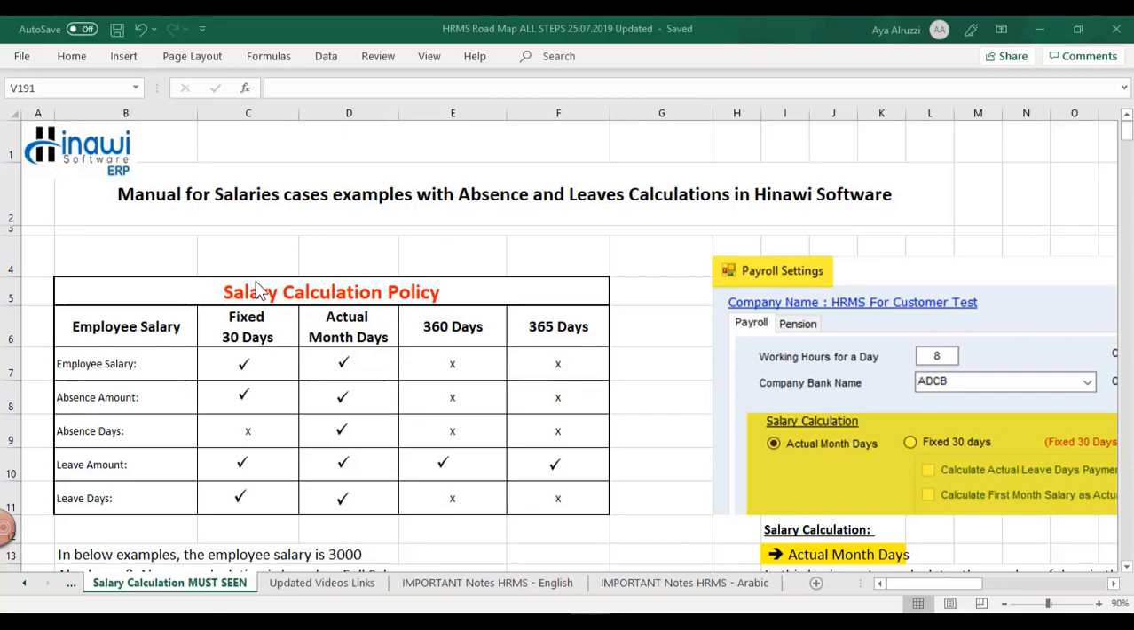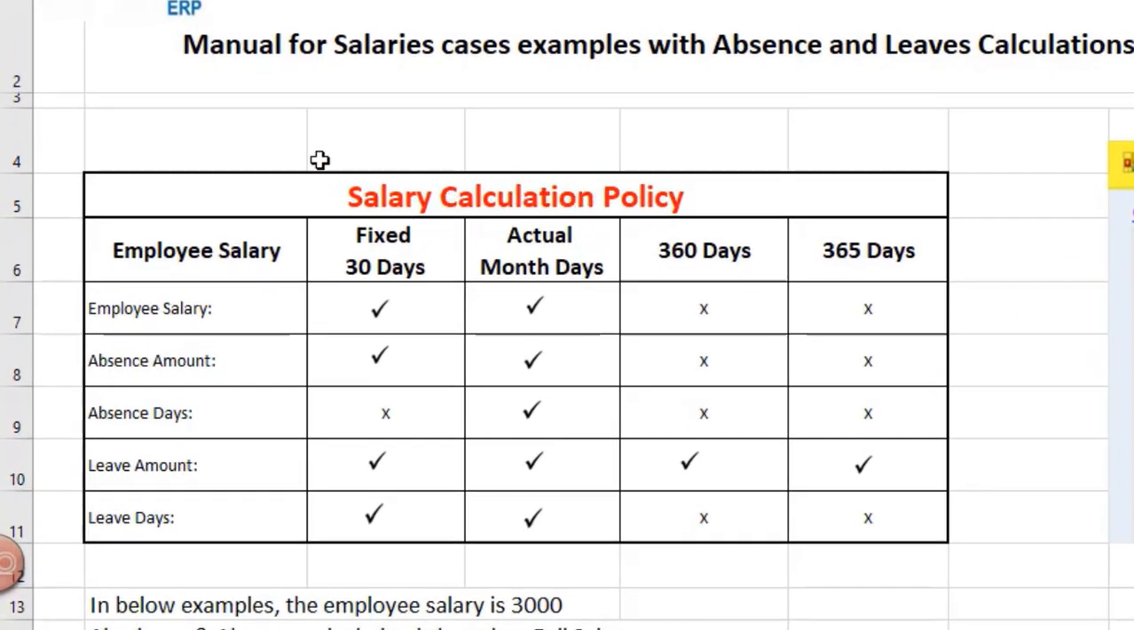Let's first start with the salary calculation policy. First of all, this is the table right here. We have some rows and columns. We will see what each one stands for and the meaning behind it. So first of all, regarding the employee salary, the absence amount, absence days, leave amount, and leave days, we will see how each one is applied, or what it is based on from these columns right here.